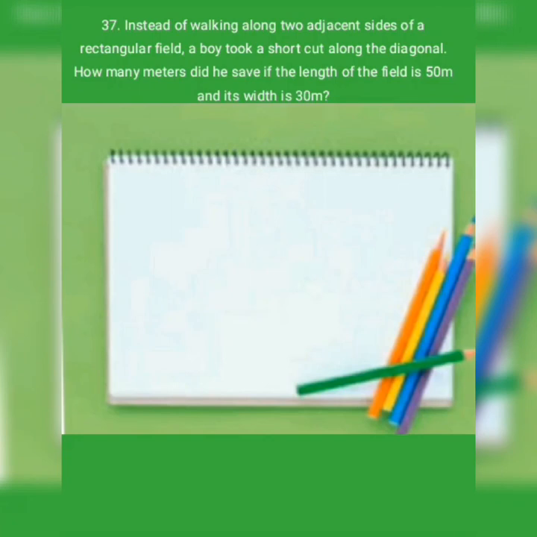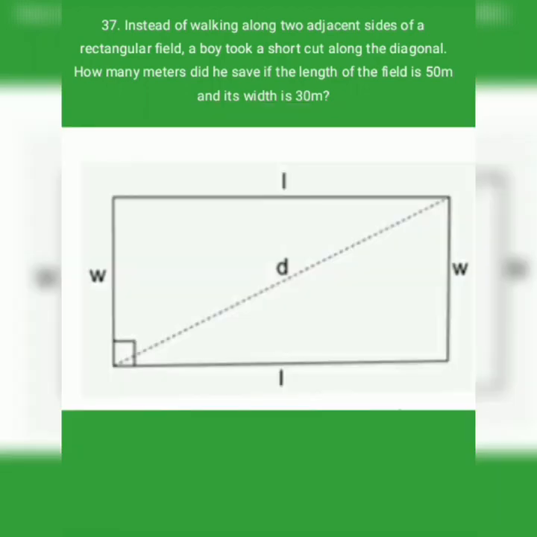Instead of walking along two adjacent sides of a rectangular field, a boy took a shortcut along the diagonal. How many meters did he save if the length of the field is 50 meters and its width is 30 meters? First, get the length of the diagonal. Since there is a right triangle formed, we can use the Pythagorean theorem, and that is d squared is equal to 50 squared plus 30 squared, where d represents the diagonal.